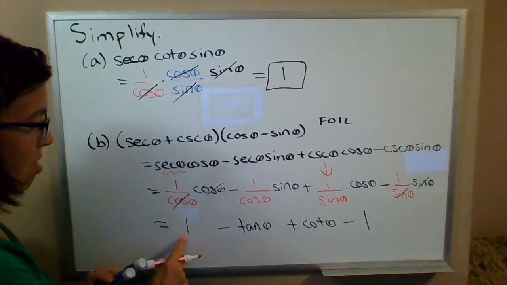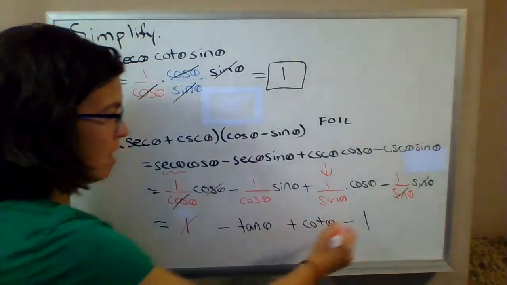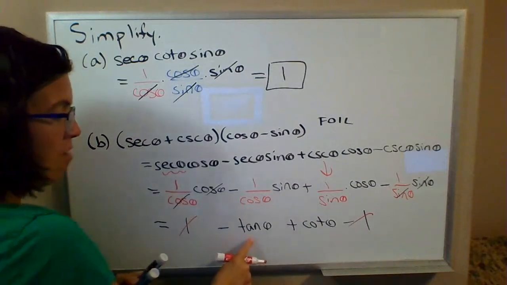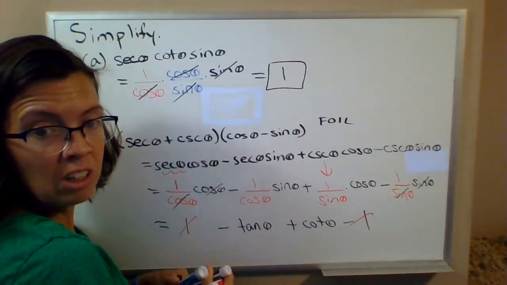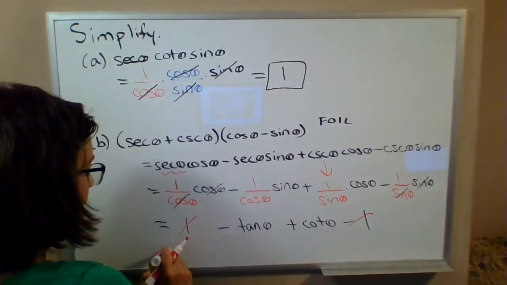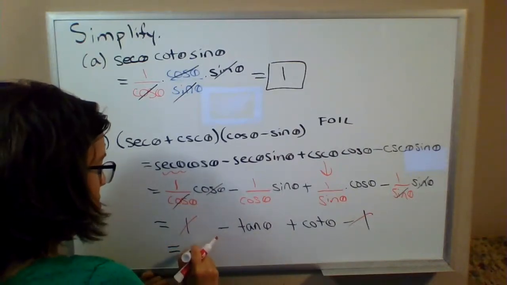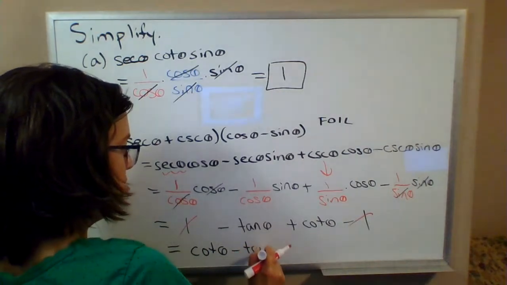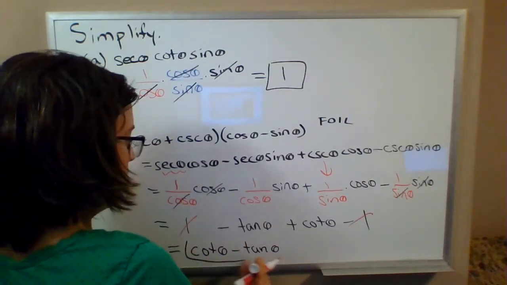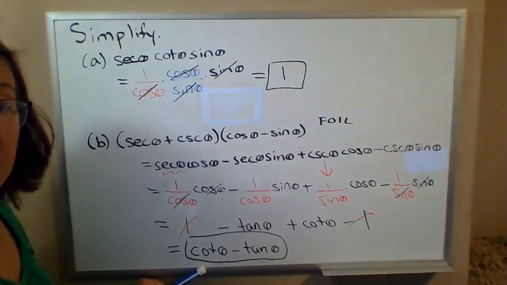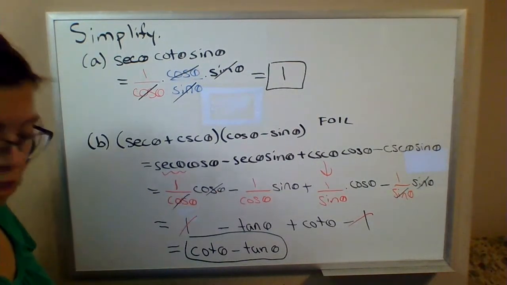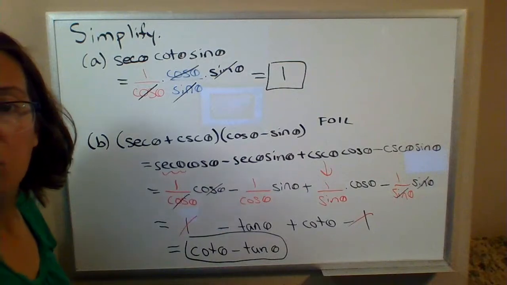So what we could notice at this point is we have 1 minus 1, so that's 0 when you combine those constant terms. And so all that's left is this negative tangent, positive cotangent, which you could just leave like that. I always like to have the positive term in front, so I would rewrite this as cotangent theta minus tangent theta. And there we go. So that's the simplified version of this product right here, which does look quite a bit simpler.